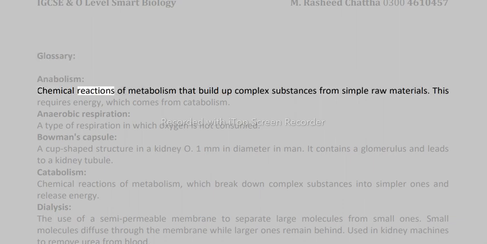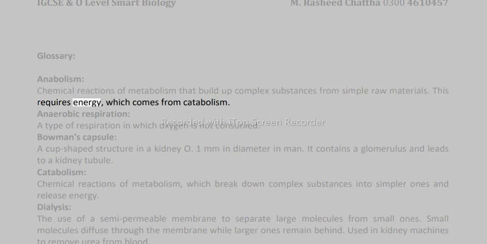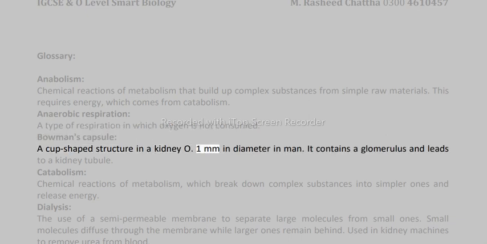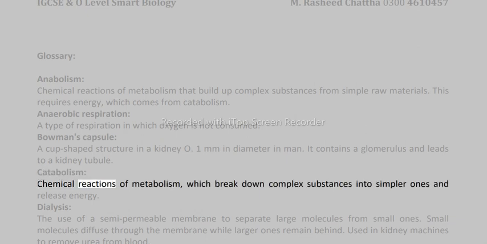Glossary. Anabolism, chemical reactions of metabolism that build up complex substances from simple raw materials. This requires energy, which comes from catabolism. Anaerobic respiration, a type of respiration in which oxygen is not consumed. Bowman's capsule, a cup-shaped structure in a kidney 1 mm in diameter in man. It contains a glomerulus and leads to a kidney tubule. Catabolism, chemical reactions of metabolism which break down complex substances into simpler ones and release energy.